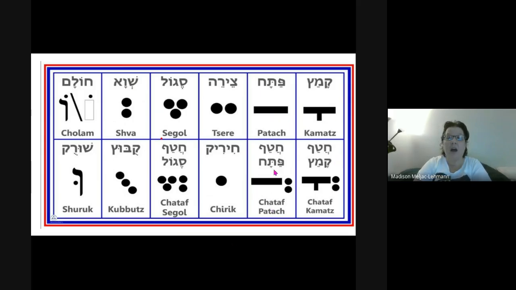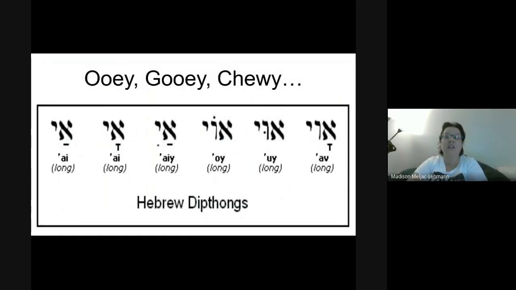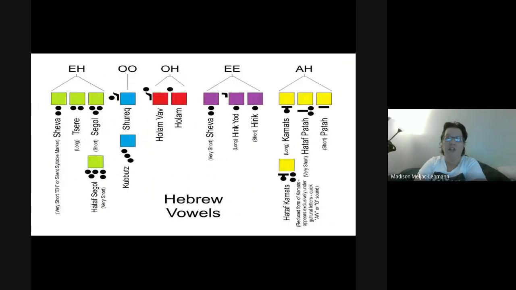The Patak, Kamatz and this group behind it, the Hataf Patak and the Hataf Kamatz, those are your A's. We have your E's and I's again in the rest of the middle section. And at the end, we have your O's. So that's just your overview. And there's your chart. Okay. We're not going to deal with diphthongs yet, but those are just more combinations.